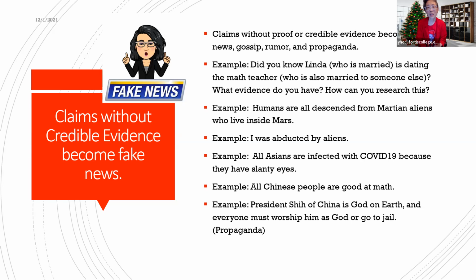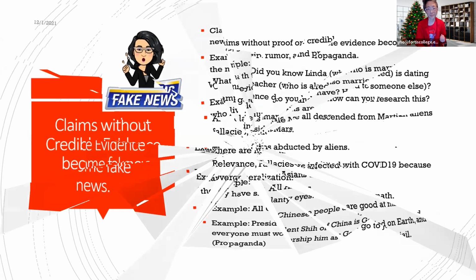So these are all claims without credible evidence, which become fake news. All Asians are infected with COVID-19 because they have slanty eyes. That's also a claim without credible evidence. So you don't want to make claims without credible evidence, because that leads to, as I said, gossip, rumor, propaganda, and conspiracy theories.